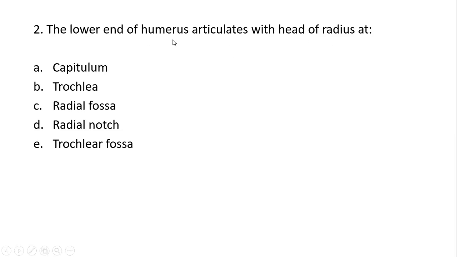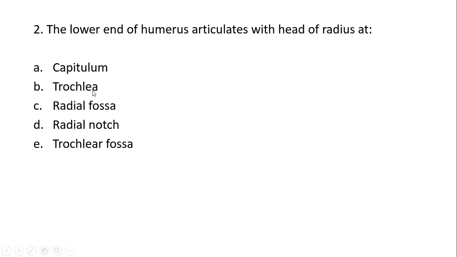So recalling the bony features of the lower end of the humerus, we know that the lower end of the humerus is in the form of a single condyle, which is flattened from side to side. There is a lateral epicondyle and a much more prominent medial epicondyle. Next to the lateral epicondyle, we have a rounded part of the humerus called capitulum. Next to it is the pulley-shaped trochlea. And then further medial is the medial epicondyle.